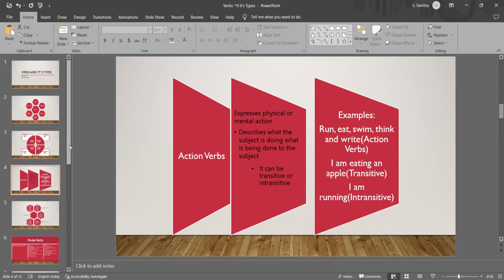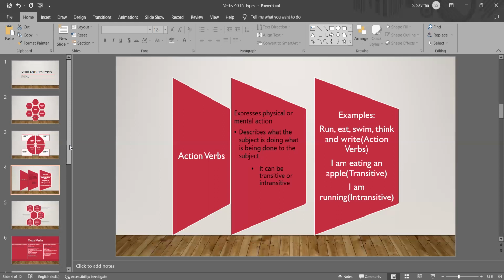On top of it, action verbs can be transitive, which means they require a direct object to complete their meaning. They can even be intransitive, which means they do not require a direct object. For example, look at the sentence which I have given here. I'm eating an apple. Here, the verb eating is transitive because it requires the direct object apple to complete its meaning.